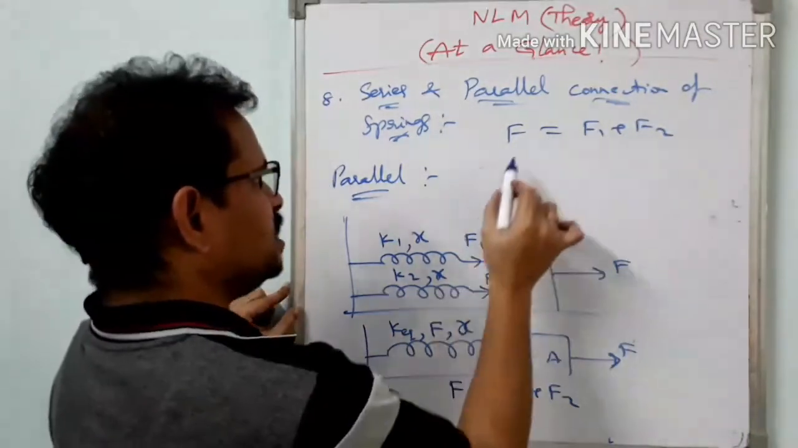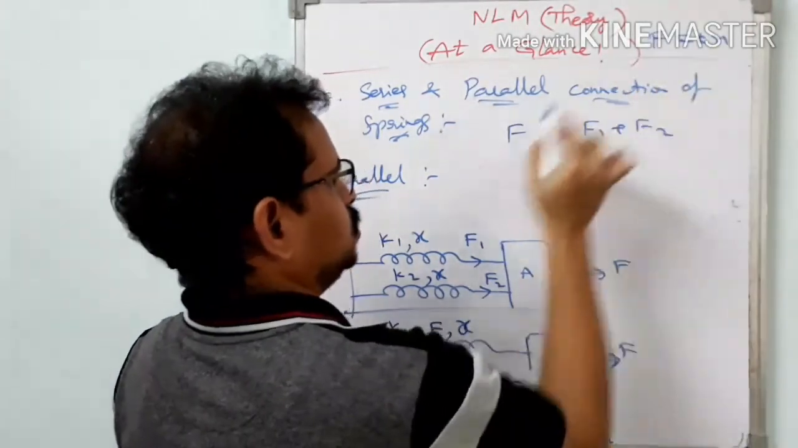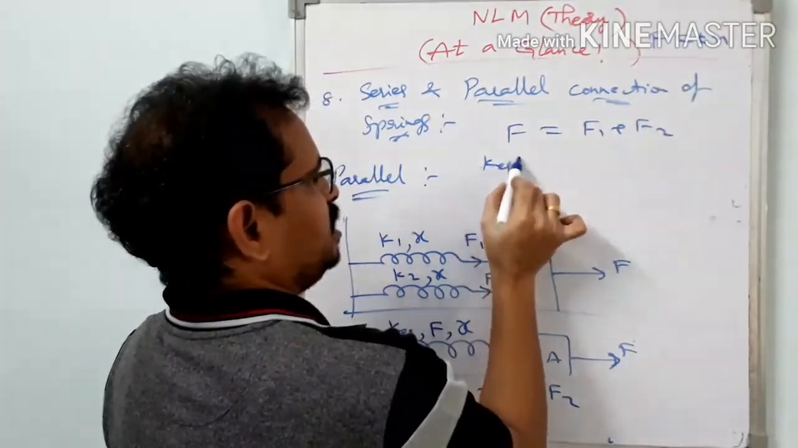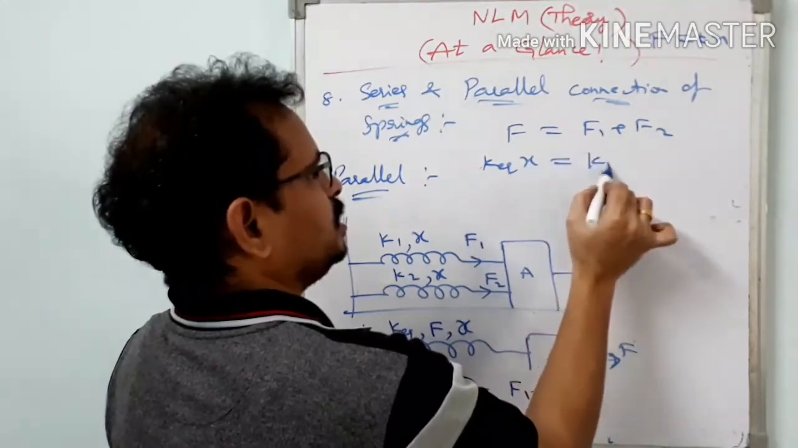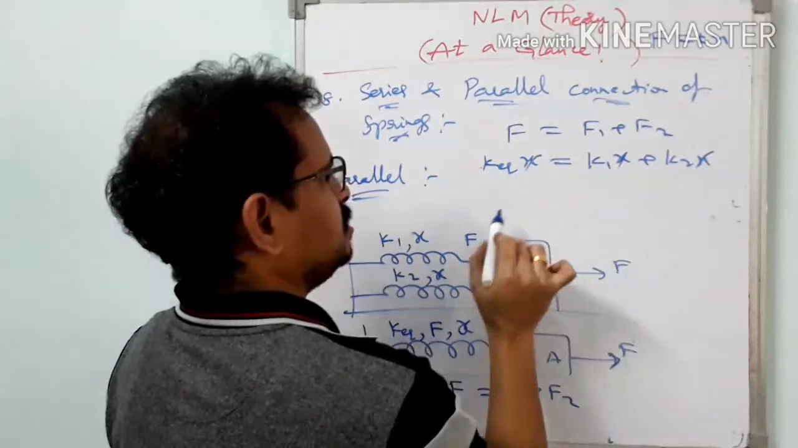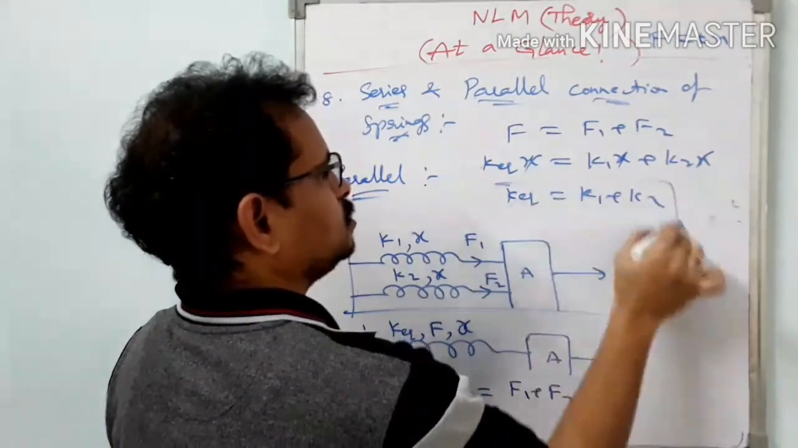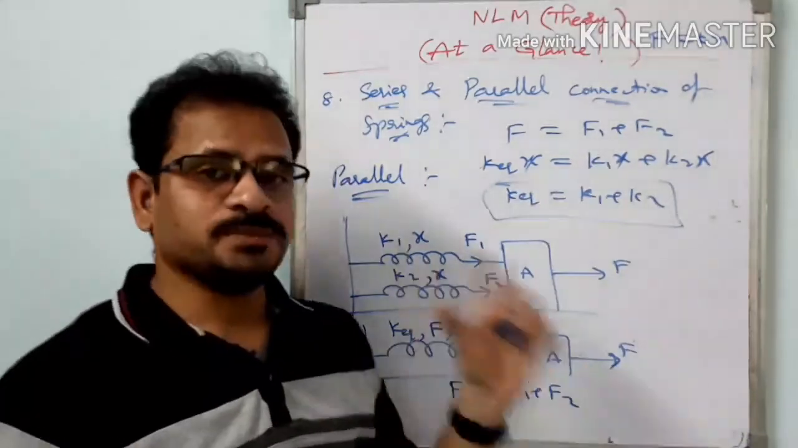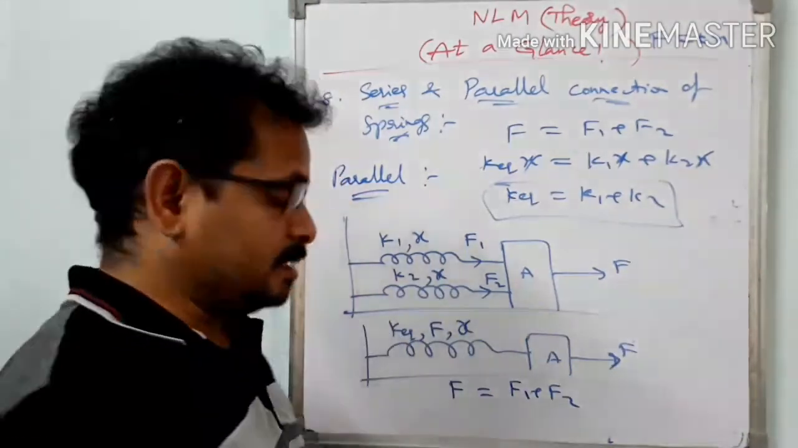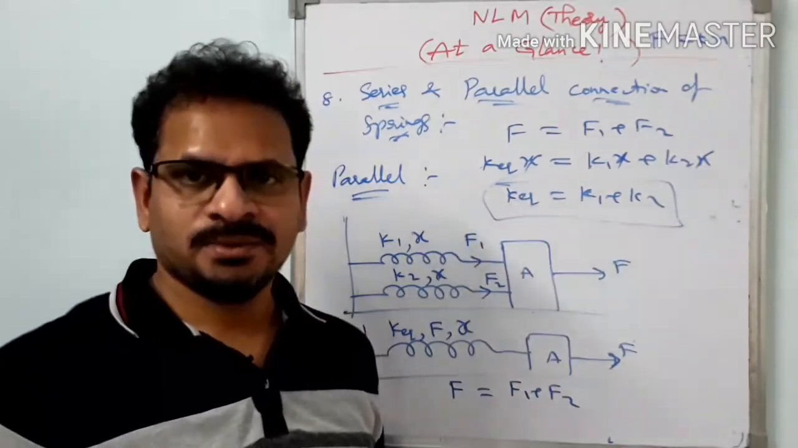So what is F here? Since you know F equals Kx, what is F here? K equivalent into x equals, what is F1? K1x plus, what is F2? K2x. The x's cancel. So K equivalent equals K1 plus K2. So we got it. When the springs are connected in parallel, the equivalent force constant K equivalent equals K1 plus K2. The topic is over.